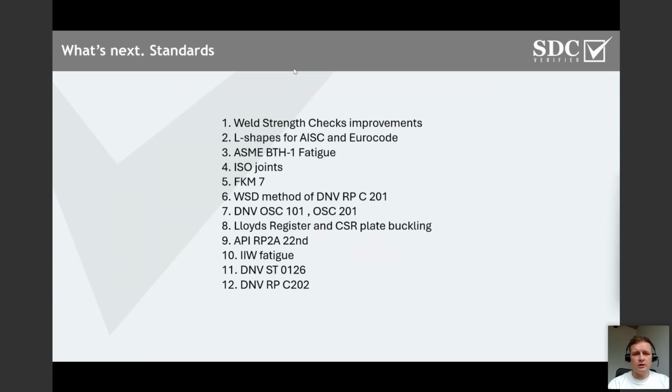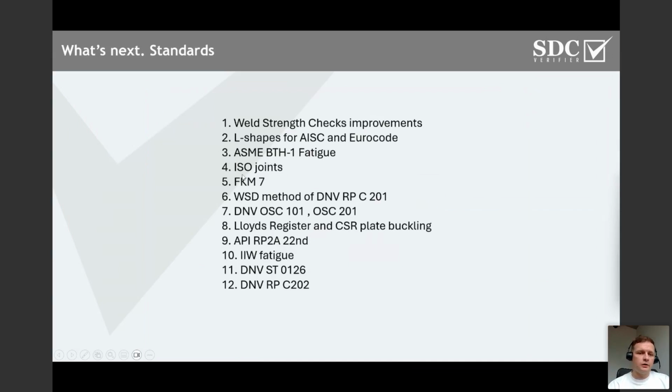So if you see something in there and you're interested in this, please send me an email afterwards, or let me know that you are interested in this code, so we can work together on benchmarking, checking, provide you an early access to that, and so on and so forth. So there will be improvements in weld strength checks for different types of welding. There will be also, as I mentioned already, more cross sections in the libraries of member checks like AISC and Eurocode. We will continue on developing ASME BTH-1 also for fatigue.